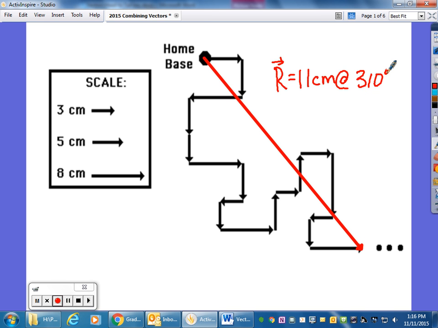And that's basically what you're going to do for the rest of this assignment. You're going to draw vectors, you're going to combine the vectors, and then you're going to draw the resultant vector, and then you're going to measure the magnitude and the direction of the resultant vector.